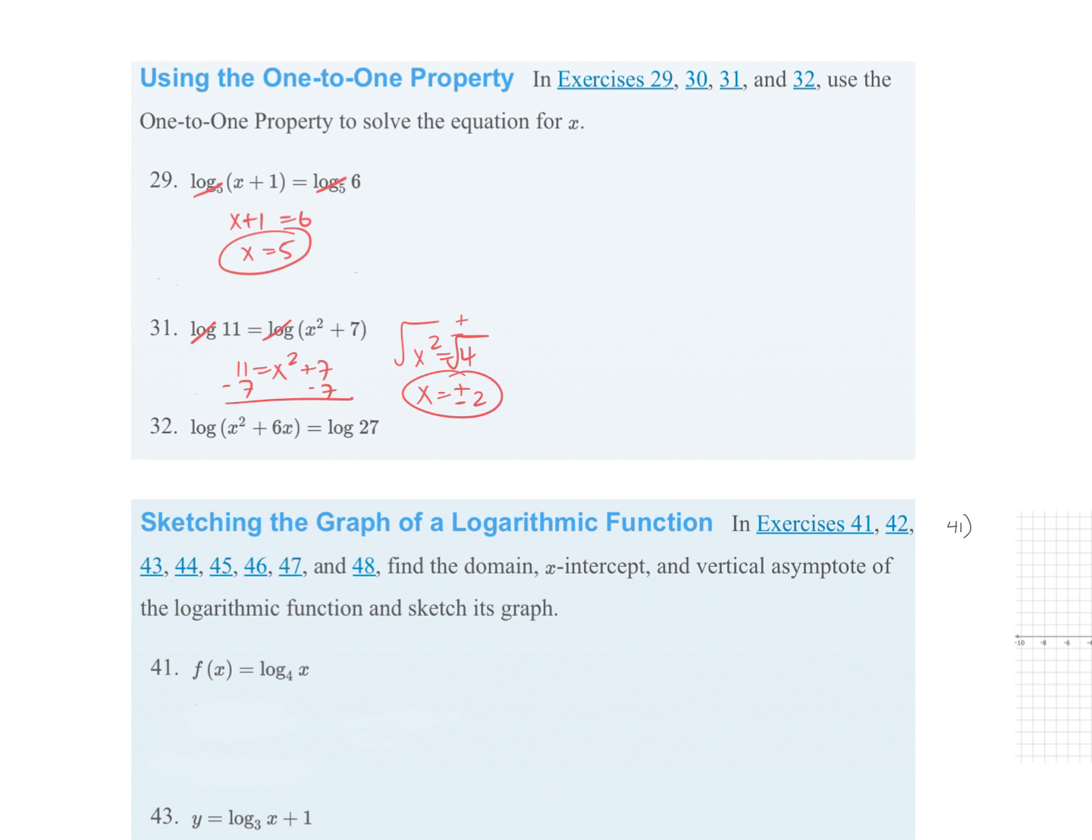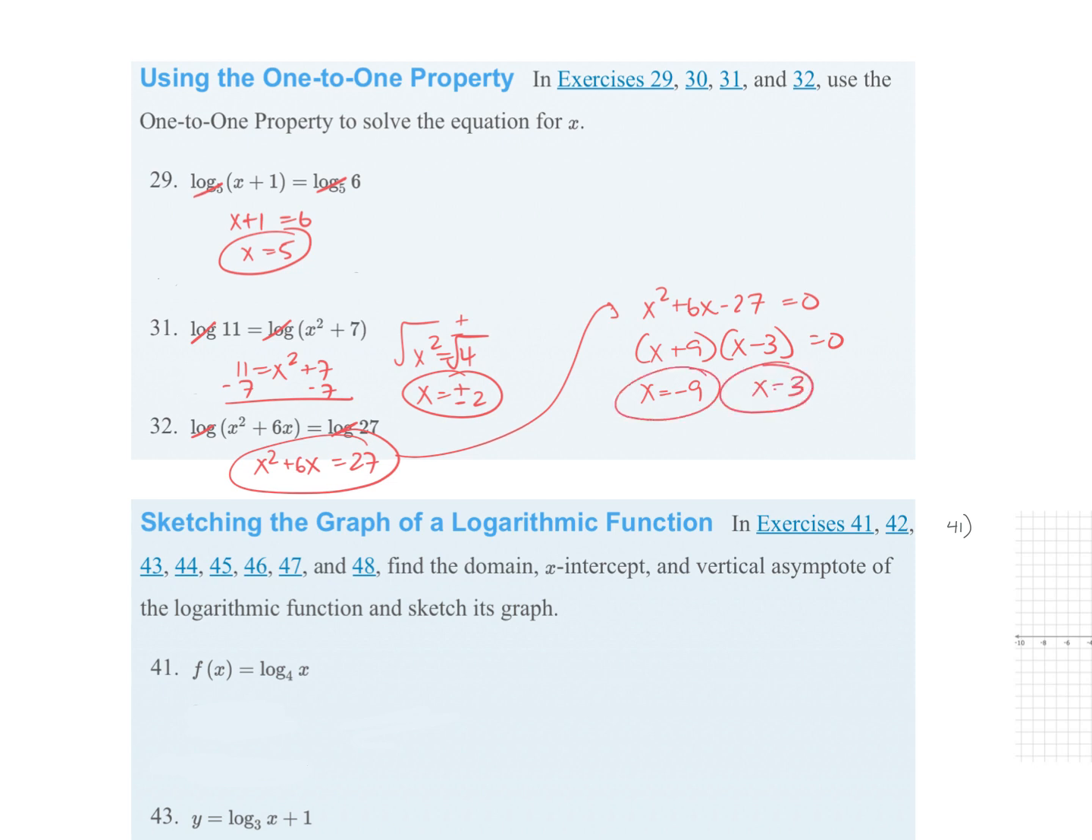And then here I have same situation. These cancel. And I'm going to get x squared plus 6x equals 27. Now because this was a quadratic, I have to do this one a little longer. It's going to be x squared plus 6x minus 27 equals 0. This is x plus 9 and x minus 3 equals 0. So x is negative 9, and x is 3. And there's your answers.